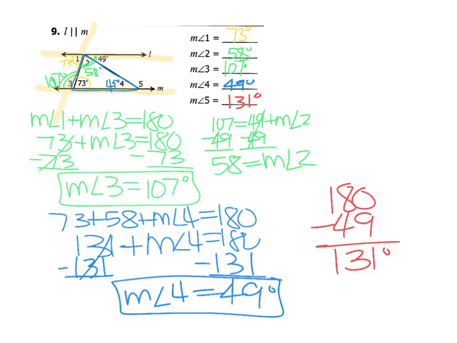All right, you could have also said that this was your transversal, and 5 and 2 plus 1 were alternate interior. Or you could have used the exterior angle theorem and said the measure of angle 5 is equal to the two interior angles that are non-adjacent. Okay, so we could have said 73 plus 58 equals that exterior angle. All of these different ways would have worked in order to find that the measure of angle 5 is 131.